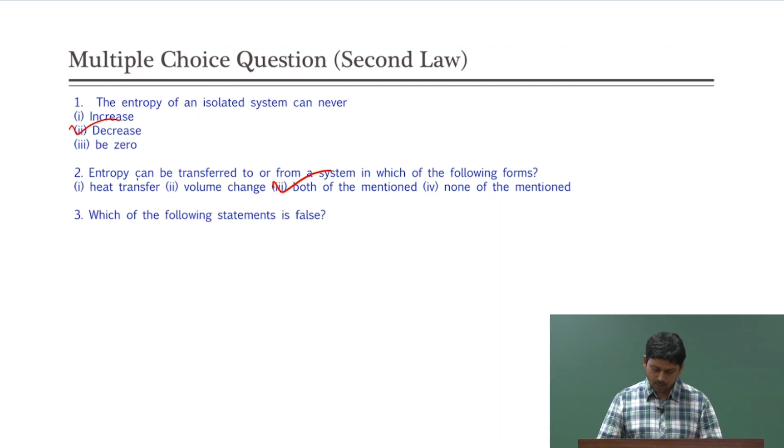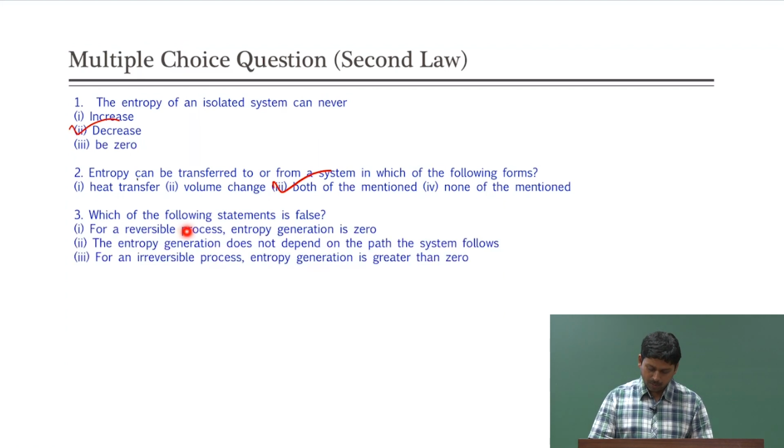Third question, which of the following is false? For a reversible process, the entropy generation is 0. The entropy generation does not depend on the path the system follows, and for an irreversible process, entropy generation is greater than 0. Now, let us understand each point. For a reversible process, entropy generation is 0. So, we know that to be true.